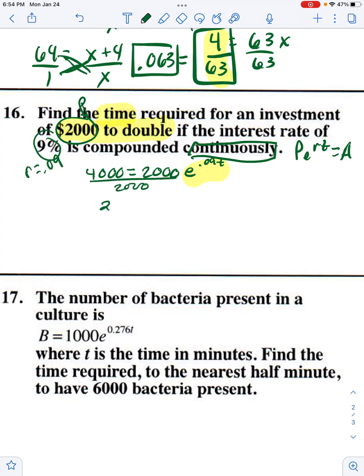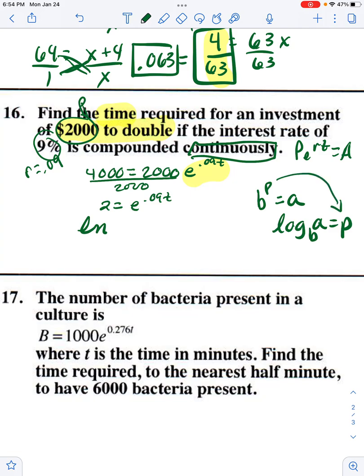So to get rid of the 2,000, we're going to divide both sides by 2,000 and get a 2, which makes sense because it doubled. So now we're stuck. So we rewrite it using logs. So we would write log base e, so we write ln, because that means log base e. And then we're doing the opposite of that. Again, if you have something written as base to a power equals a number, you have to be able to rewrite that as log of that base, and so on.